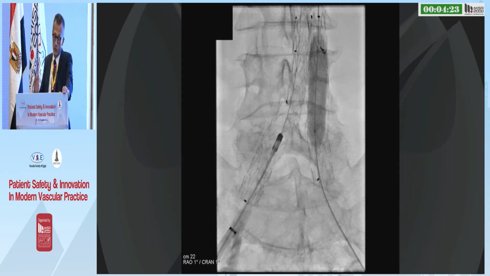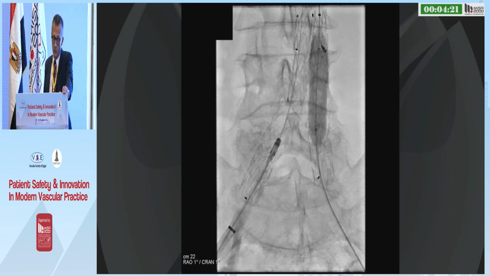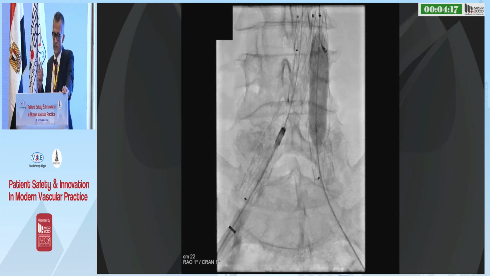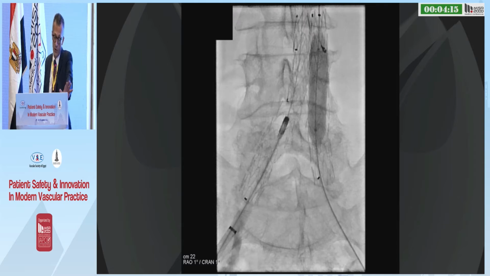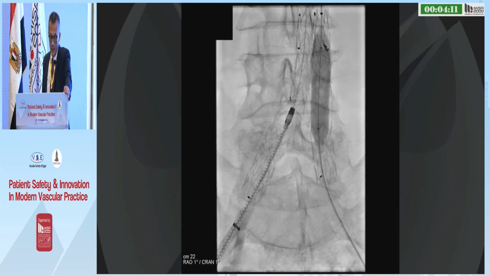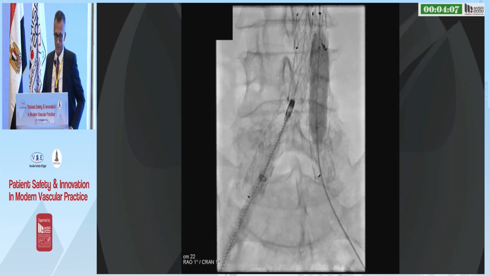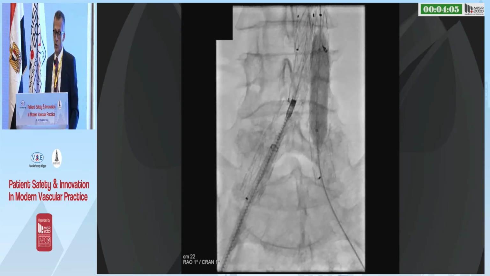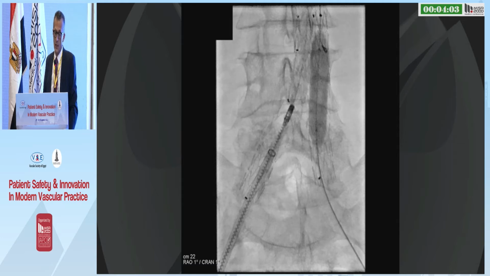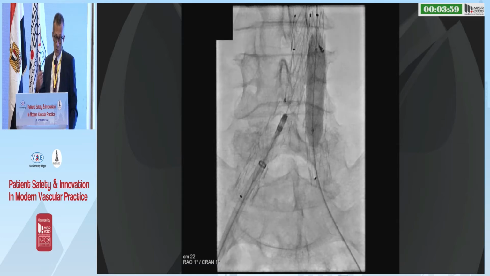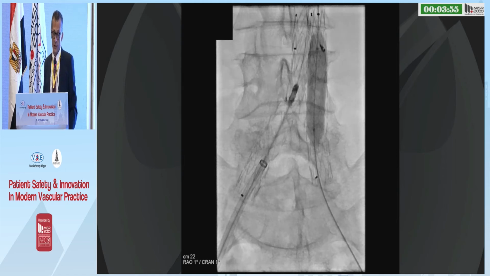And then we go through the occlusion with this typical movement, really slowly, to obtain the maximum removal of all fragmentable material. Eventually, like in this case, we can push the sheath a bit in order to obtain better support in the proximal portion of the occlusion, and then go again with this movement through the occlusion.